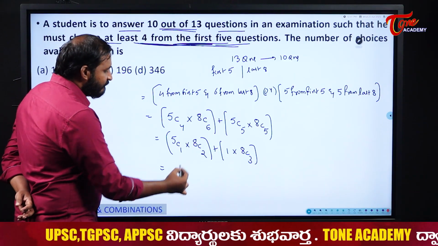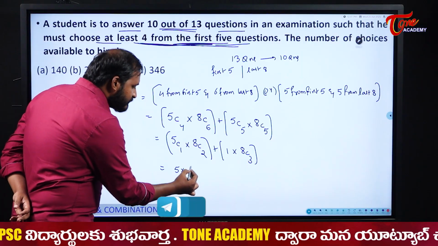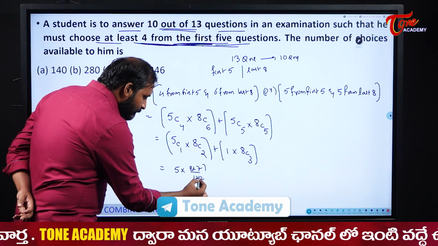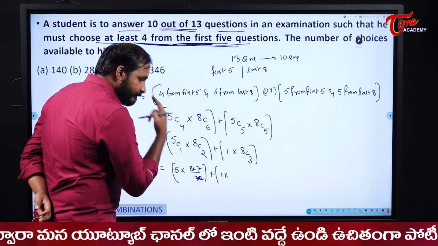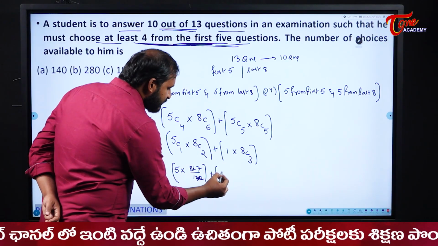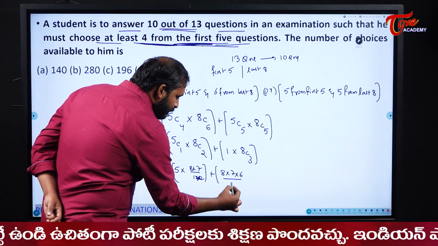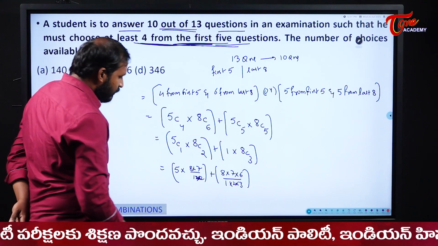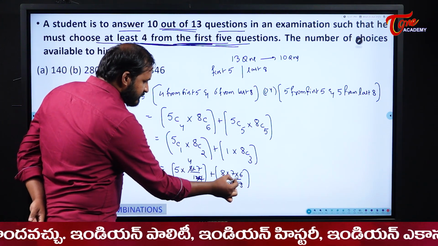Now calculate it. 5C1 is nothing but 5. 8C2 means 8 into 7 by 1 into 2. Plus 1, not even required to write. 8C3 I can write as 8 into 7 into 6 by 1 into 2 into 3. Now please see here, the 1 into 2 into 3 and the 6 will get cancelled.